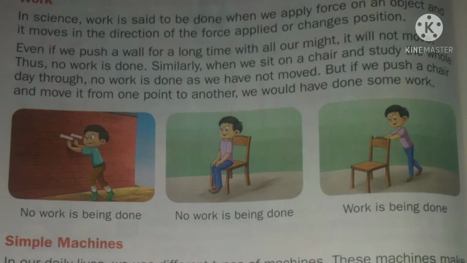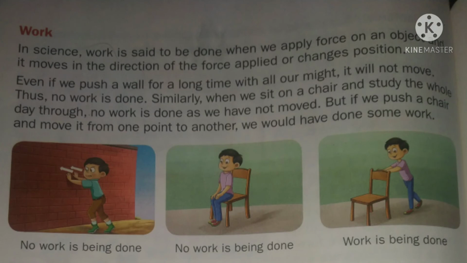Now, let's talk about work. What is work? In science, work is said to be done only when we apply force on an object and it moves in the direction of the force applied or changes position. Let me tell you by giving some examples.